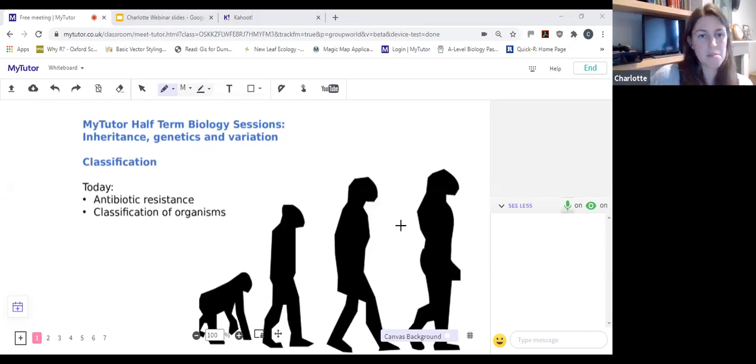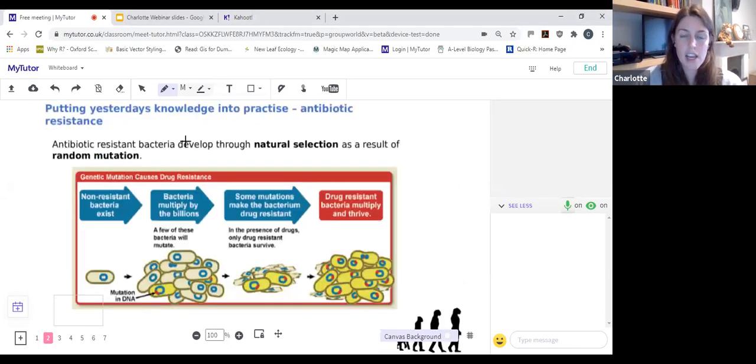Okay, so as I said, antibiotic resistance and classification of organisms. Yesterday we talked about variation and evolution, and we talked about how everyone in a population is an individual and is different to the others. That difference can be due to environmental factors or genetic factors. And when we talked about genetic factors, we also talked about mutations, which are random changes in the genetic code, and how they contribute to variation in a population.